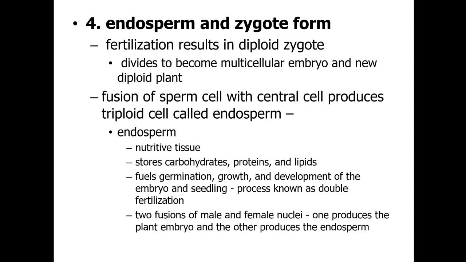And we talked about the endosperm in previous units as well. This is what's going to feed the seed or feed the embryo until it's able to perform photosynthesis. So it's going to be a nutritive tissue, which is going to be made up of carbohydrates, proteins, and lipids. It's going to help fuel germination, growth, and development of the embryo and seedling in a process known as double fertilization. So the two fusions of male and female nuclei produce a plant embryo and the endosperm.